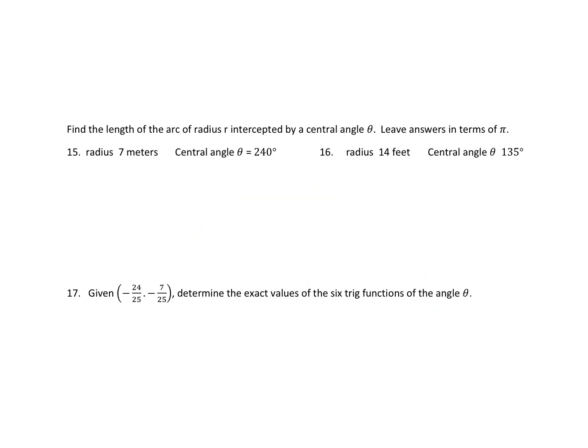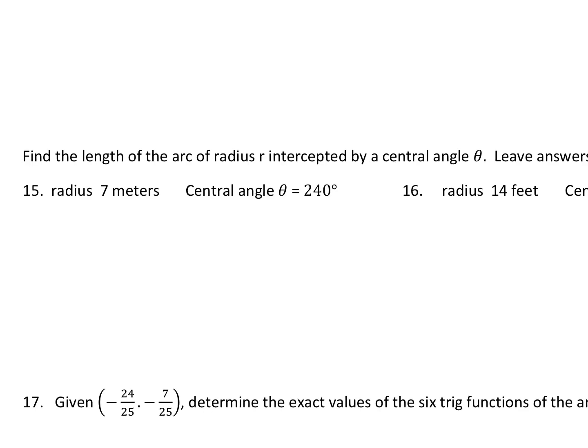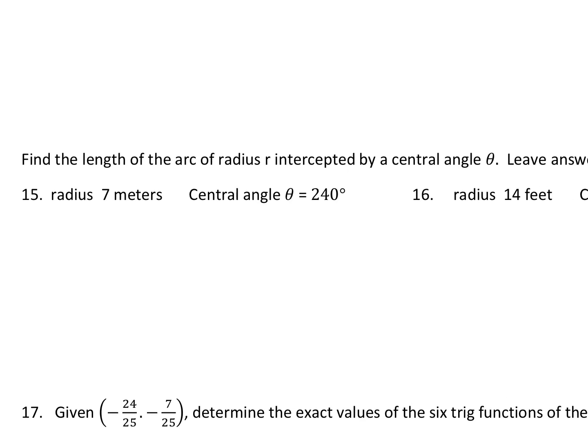So for number 15, it says find the length of the arc of the radius r intercepted by central angle theta. Leave your answer in terms of pi. What is our arc length formula? S is equal to r times theta. And what does theta have to be in? Radians. So theta has to be in radians when you're using this formula.